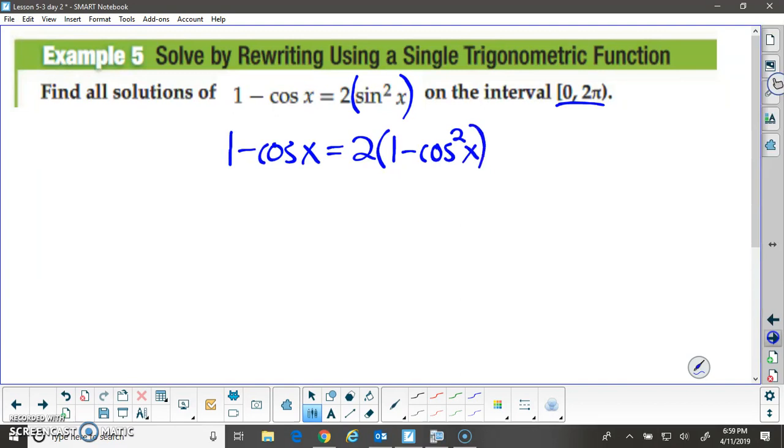And now I'm going to distribute the 2 and move everything to one side and solve it like a quadratic equation. Since my squared term's on the right and it's negative, I'm going to move it to the left.